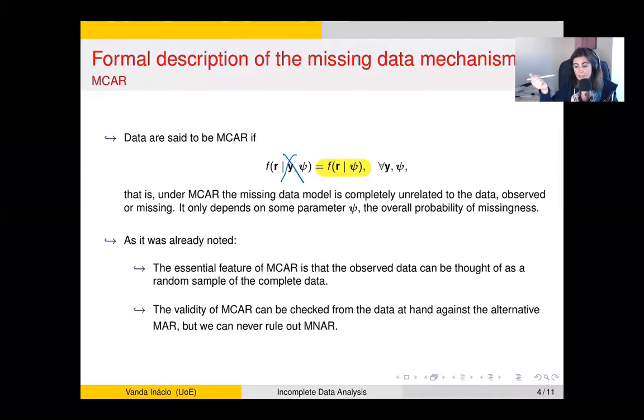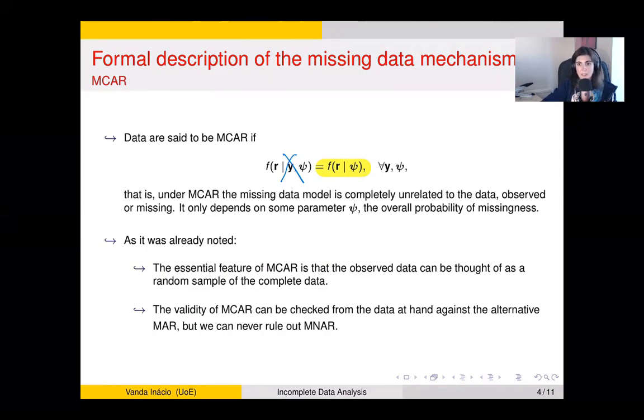And something that has already been noted in the video about the missing data mechanism is that the essential feature of missing completely at random is that the observed data can be regarded as a random sample of the complete data, and this implies that the distributions of the observed data and of the complete data are similar, and further that the distributions of the observed and missing values are also similar. And also, to a certain extent, we can test for the missing completely at random assumption, or otherwise stated, we can try to rule out that data are missing completely at random.